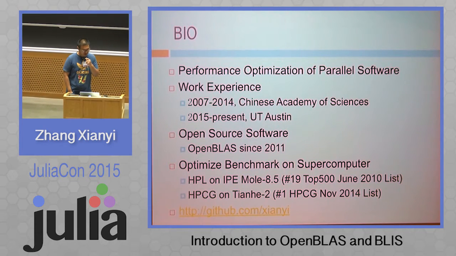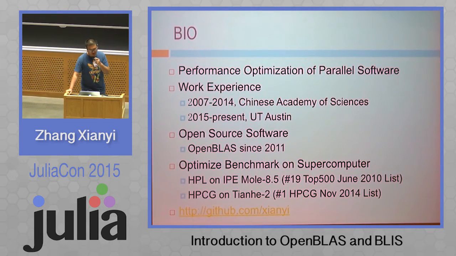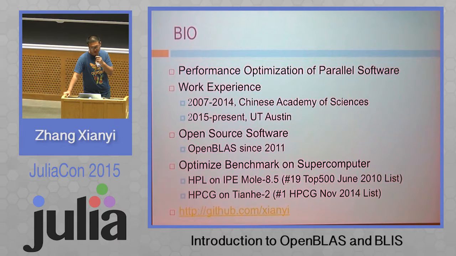My research focuses on the performance optimization of parallel software. I worked at the Chinese Academy of Sciences for 7 years, and now I'm at UT Austin. I have developed OpenBLAS since 2011. I also optimized benchmarks on supercomputers, for example, High Performance Linpack on an IBM Power 8.5 supercomputer and the HPCG benchmark on the Tianhe-2 supercomputer.